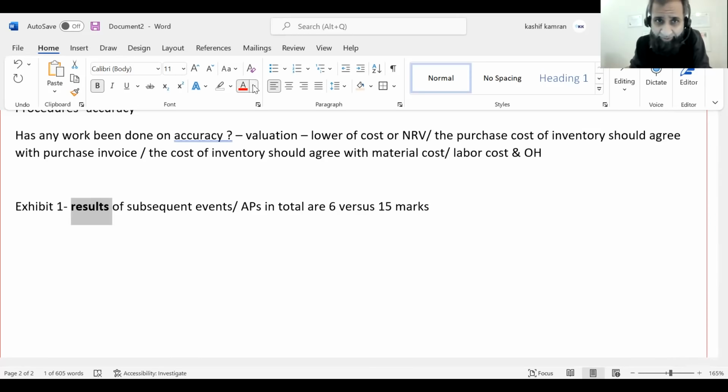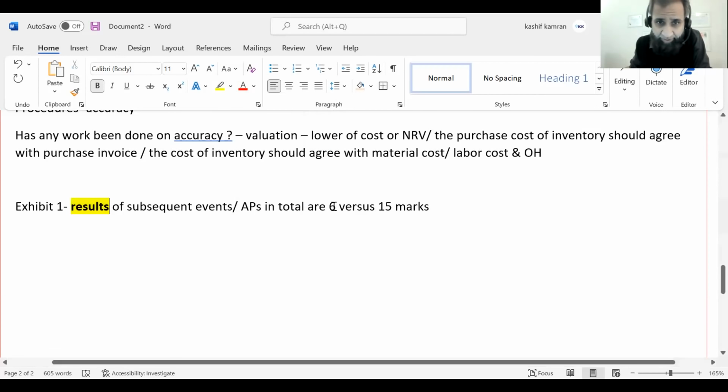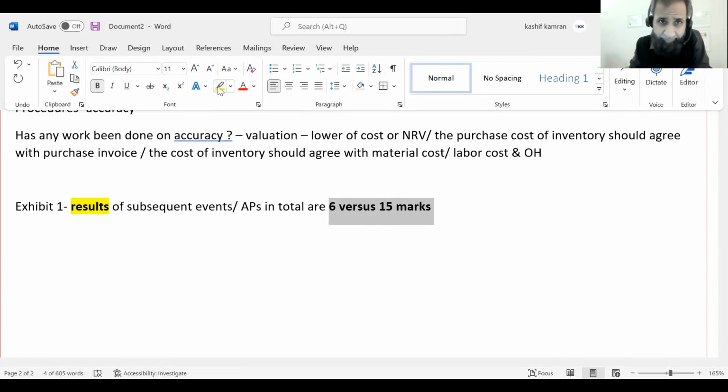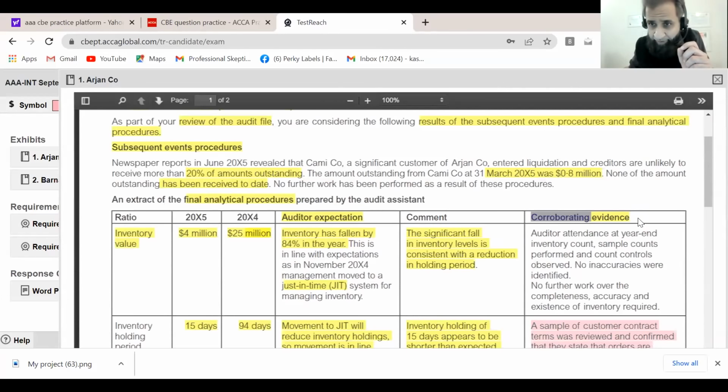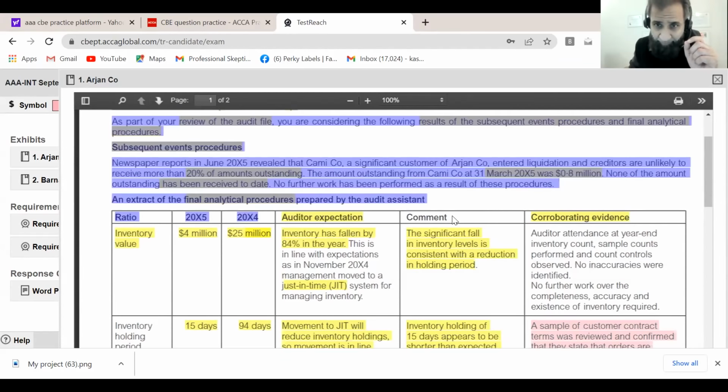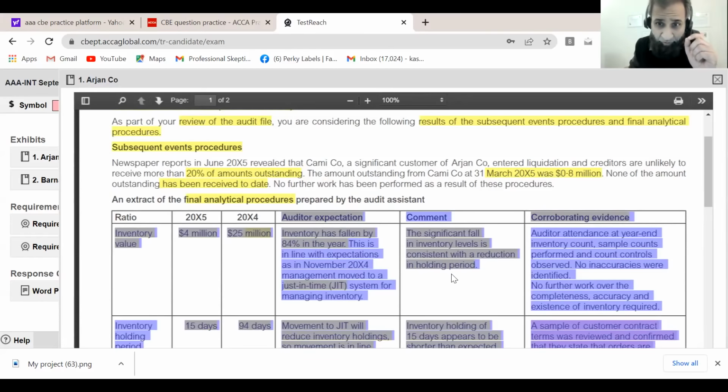So now tell me, is that a difficult question? Results 6 versus 15 marks. So what is important for all of you? To look at the last column, because the last column is corroborating evidence. You need to see whether the evidence gathered in the last column is consistent or inconsistent with the conclusion of the auditor. And where is the conclusion of the auditor given? In column number 4 and column number 5. So carefully look at column 3 and column 4 to conclude whether the evidence is consistent or inconsistent.